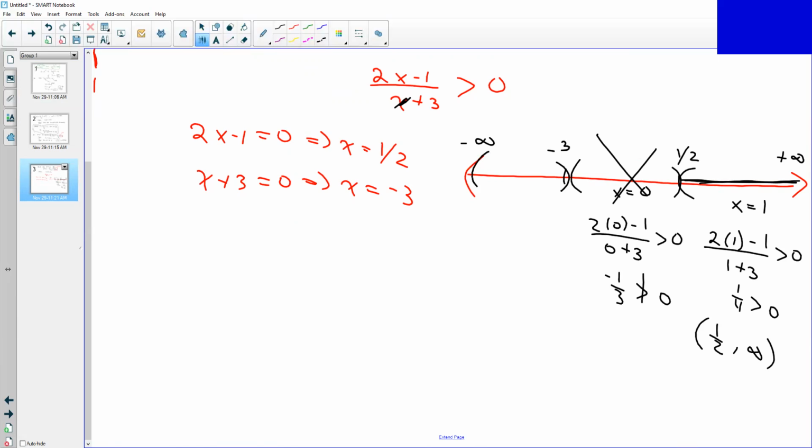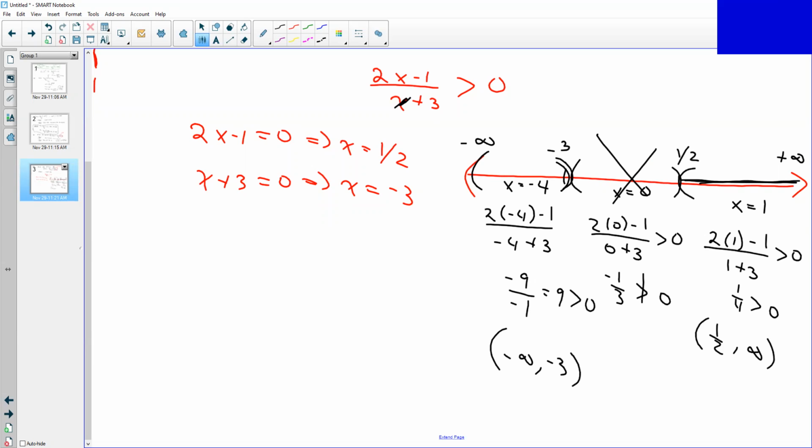And next, I check this one now. I can just pick x equals -4, and then plug it in, so it's 2 times -4 minus 1 over -4 plus 3, which is -9 divided by -1, and that's +9, and that is bigger than 0. So this one did satisfy, so therefore this interval is -infinity to -3. So I have this interval and that interval, so now I need to put it together. To finalize it, the domain will then be -infinity to -3 union 1/2 to +infinity.